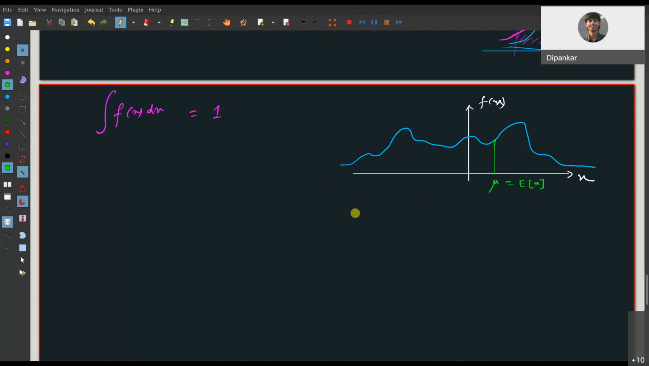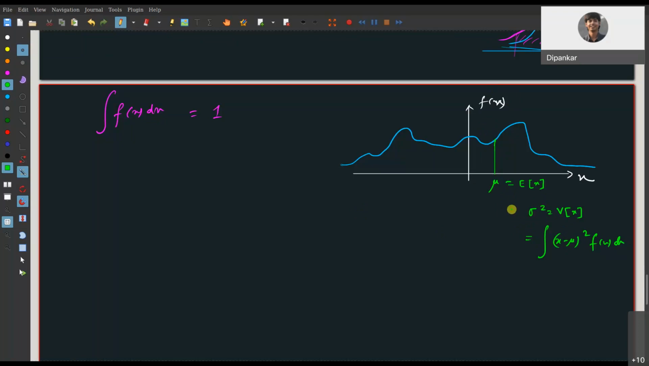And it will also have a well-defined sigma. So I call sigma squared the variance of x, which is essentially the integration of (x minus mu) whole squared f(x) dx. So sigma squared is also well defined. So I choose any arbitrary distribution with mu given by this and sigma squared given by this.